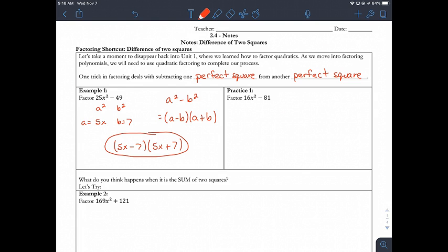In the practice, you do much the same thing. In this case, a squared is 16x squared, which means that a is 4x. And then 81 is b squared, which means that b is 9. So we can say that this is the same thing as writing 4x, all of that squared, minus 9 squared. Here's our a value, here's our b value. So we've got 4x minus 9 multiplied by 4x plus 9.